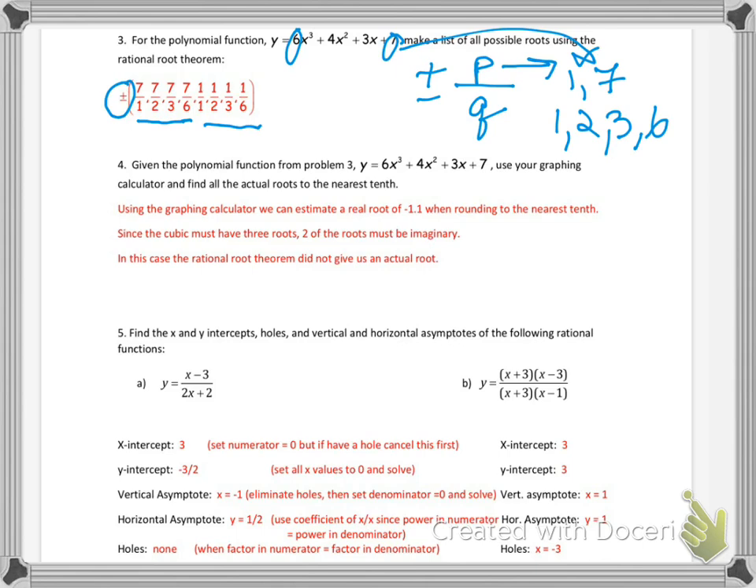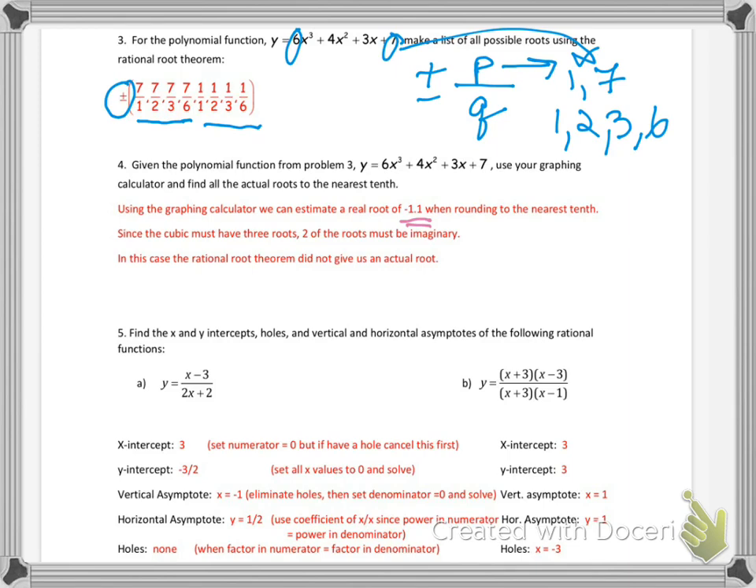Okay, in problem 4 then I said, given the polynomial function from this problem above, using your graphing calculator, find the actual root and take it to the nearest tenth. So when I actually found the root, it was negative 1.1, which is close to negative 1/6, but not quite there. So in this situation, you don't actually have one of the possible roots as an actual root.